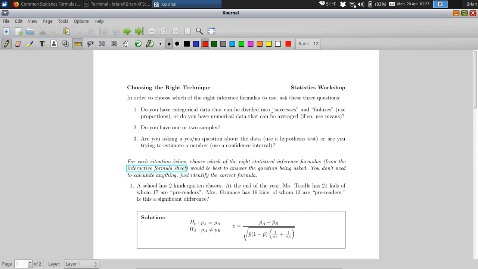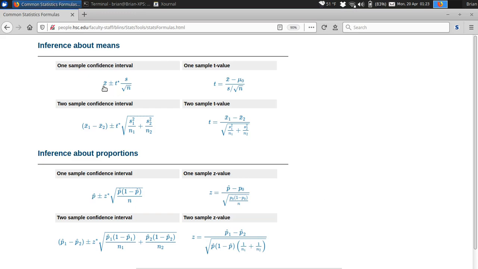And that'll guide you into which of the different big categories of formulas are doing inference about means or inference about proportions. Once you've answered that first question, you only have four formulas, either the top four or the bottom four. And then you've got to decide, do you have one or two samples? And that's usually pretty easy to tell, although I have an example that I'll show you where you do have to watch out and be a little bit careful.